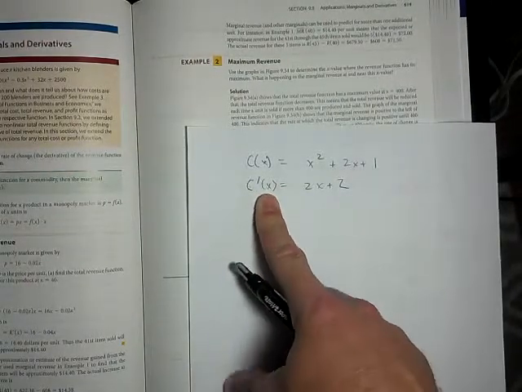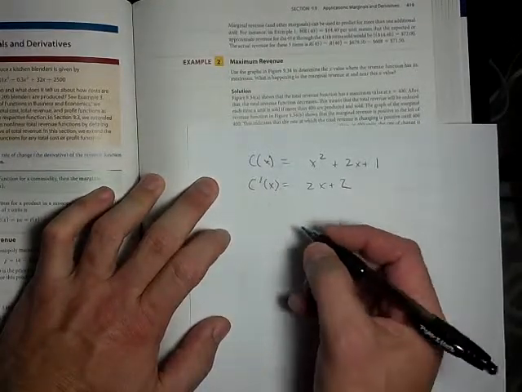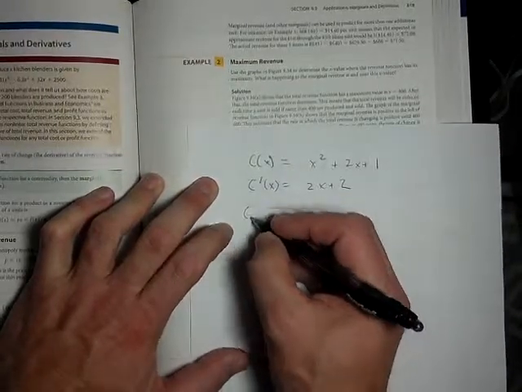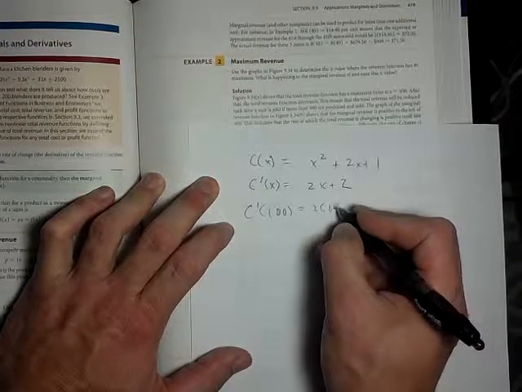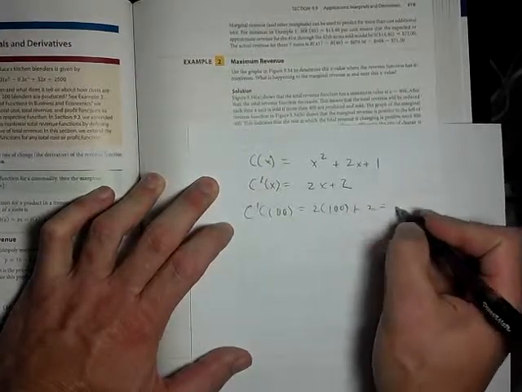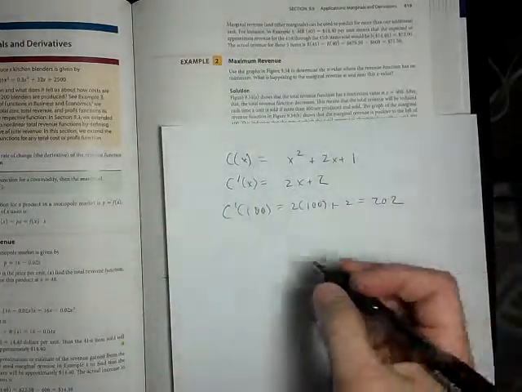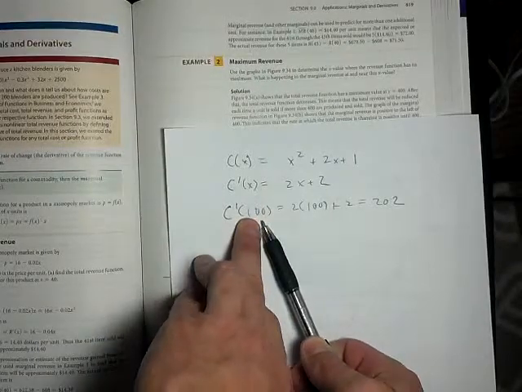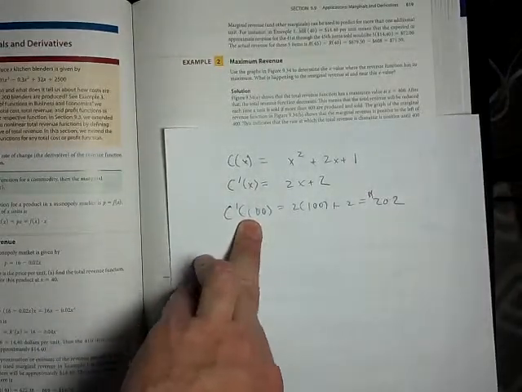So let's say I want to know what my marginal cost is when I've produced 100, right? So let's put in 100 here. That would give me 2 times 100 plus 2, which is 202. So what it tells me is that the marginal cost to make one more when I'm at 100 should be about $202.